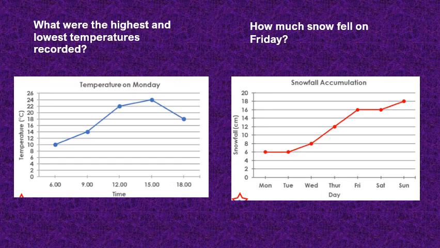Let's look at some line graphs together. The one on the far left has information about temperature on Monday. Up along the vertical axis, it gives you the temperature in degrees Celsius, and along the horizontal axis, it's the time. And the question is, what were the highest and lowest temperatures recorded?